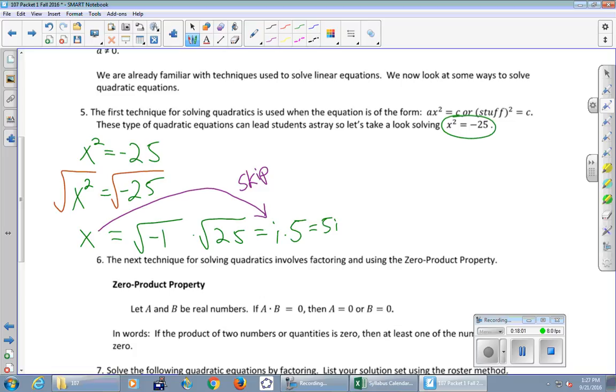Okay, it turns out there's another answer. 5i is definitely a solution to that first equation, but it's not the only solution to that first equation. Anybody know what the other solution is? Factor? What do you want to factor? Say it again. X squared. X squared minus 25.